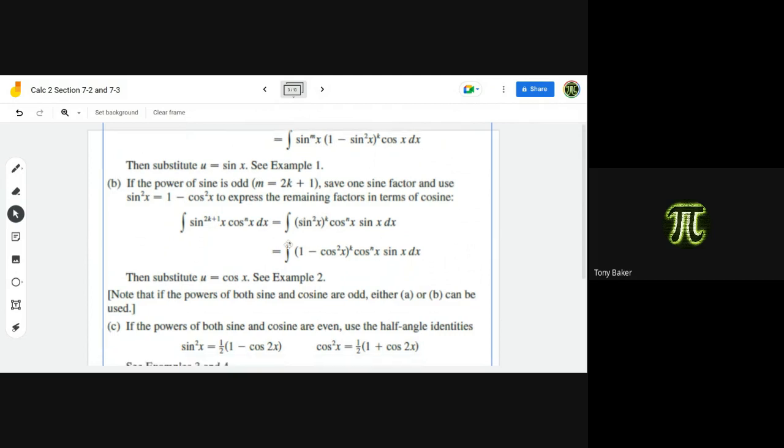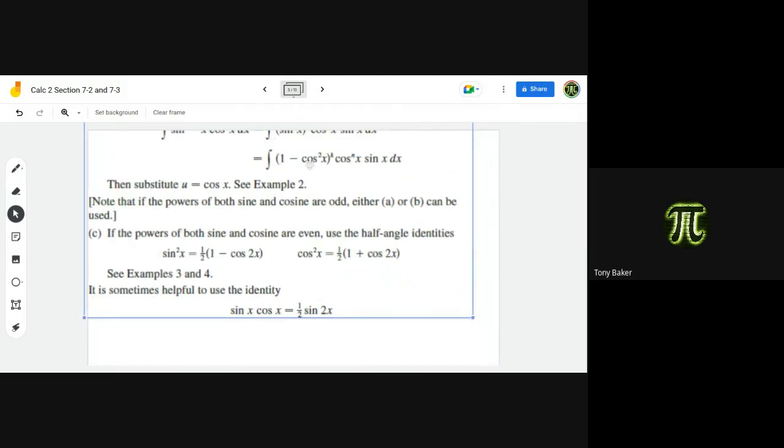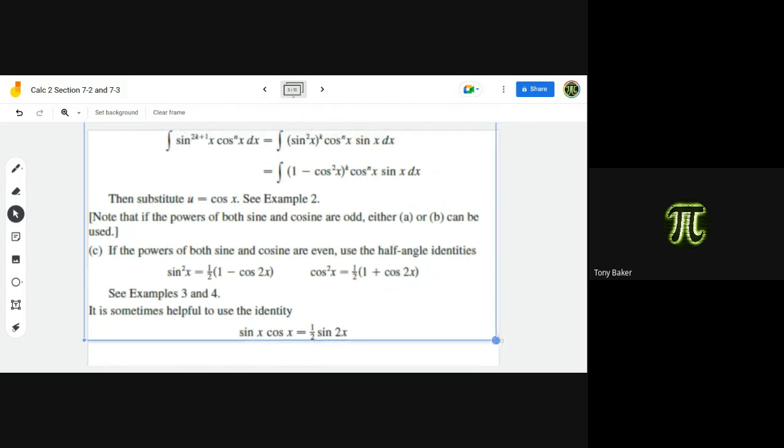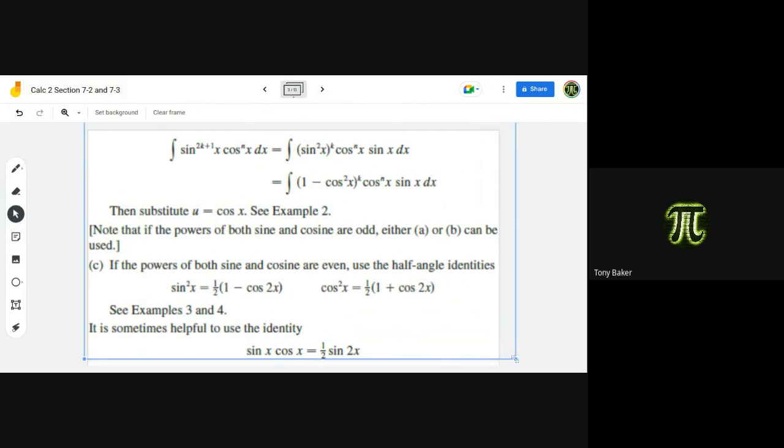So the question comes in is, what happens if they were both even? If they're both odd, you can do either one of them. Doesn't matter. The only problem comes in if they're both even, because then I don't have one I can split off. And in that case, I need to use the half angle formulas. Because what that does is it gets rid of my exponent. So those are the two half angle formulas right there.